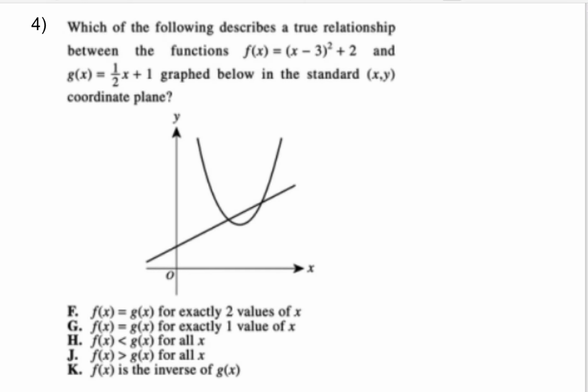Which of the following describes a true relationship between the functions f of x equals quantity x minus 3 to the power 2 plus 2 and g of x equals 1/2 x plus 1, graphed below in the standard xy coordinate plane? So first thing that we need to do is, let's see. We've got 2 answers in here. Why is that? Because we have a line, and this graph that we have touches these 2 points.